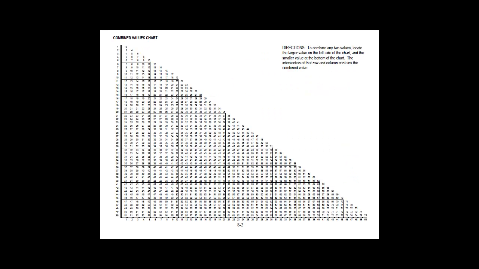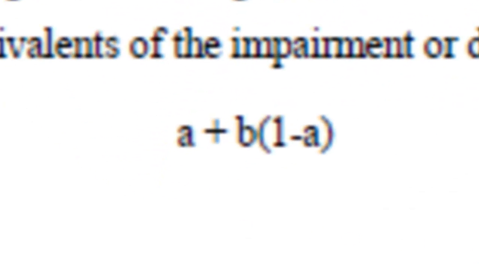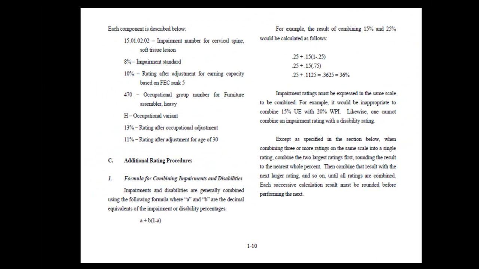Two or more disabilities are combined using the combined values chart. It's sometimes referred to as the CVC. The chart can be found on pages 8-2 to 8-4 of the Schedule for Rating Permanent Disabilities. The schedule gives the mathematical formula for combining two disabilities, but it is much easier to use the chart than the formula. The mathematical formula is on page 1-10 of the schedule. The values in the chart were derived by using the formula, so we won't deal with the formula. We're only going to deal with the chart from now on.